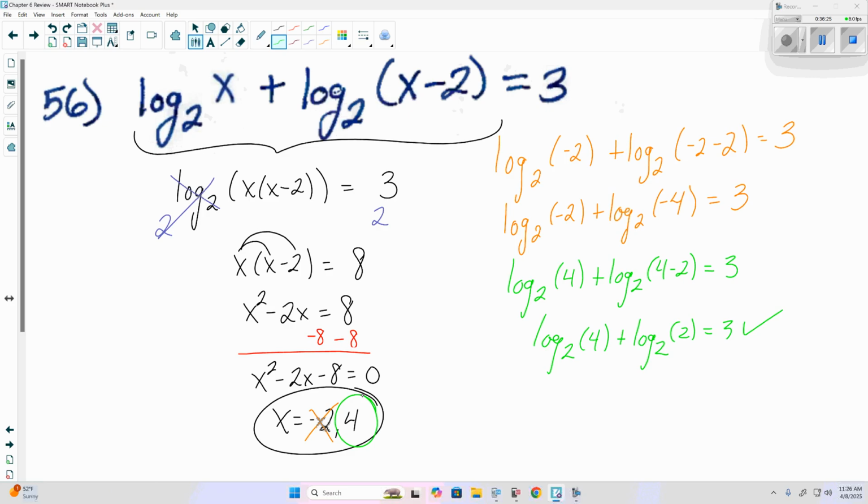So the only correct answer for this one is 4. Again, any value that would have made x be negative or 0, we'd have to throw it out. Questions on this here?